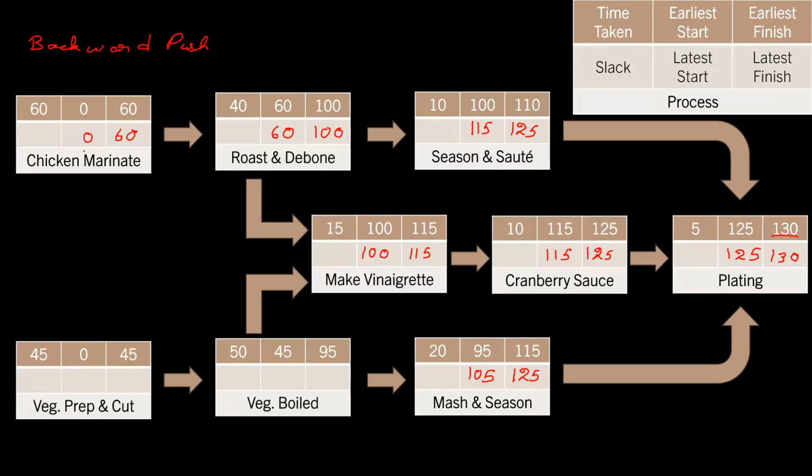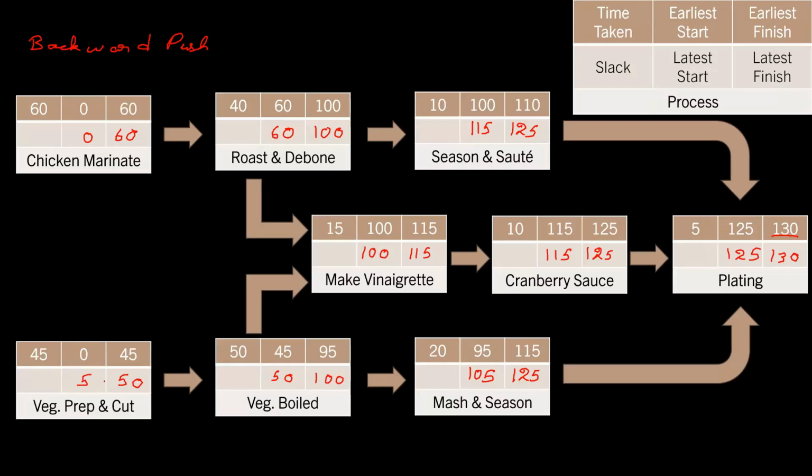Okay. Now similarly, let's come down to the lower part of the table. Again, the veggie is getting boiled, has to latest finish by the 100th minute, because only then making of the vinaigrette can start happening on time. So which means that latest the boiling of the veggies should be starting on the 50th minute. So this can be now 50 and this can be 5.